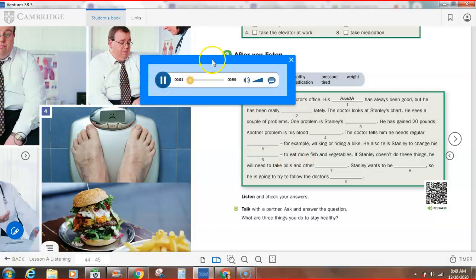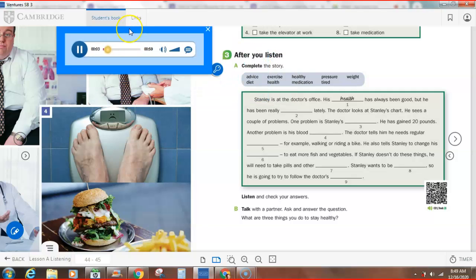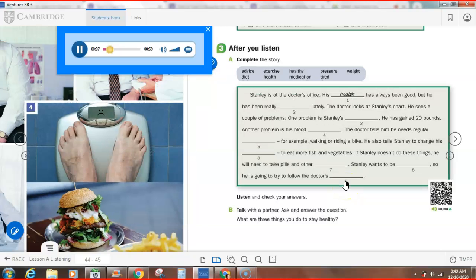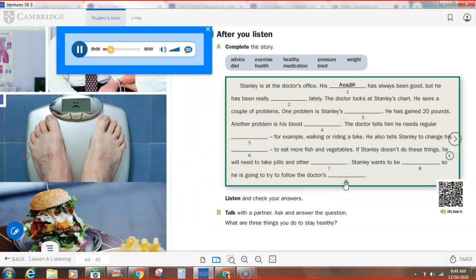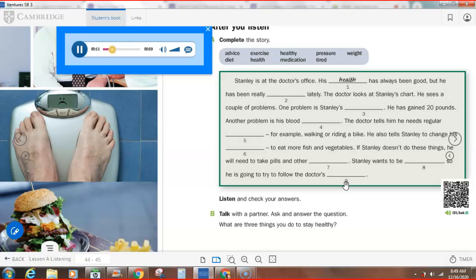Page 45, Exercise 3A. Stanley is at the doctor's office. His health has always been good, but he has been really tired lately. The doctor looks at Stanley's chart. He sees a couple of problems.